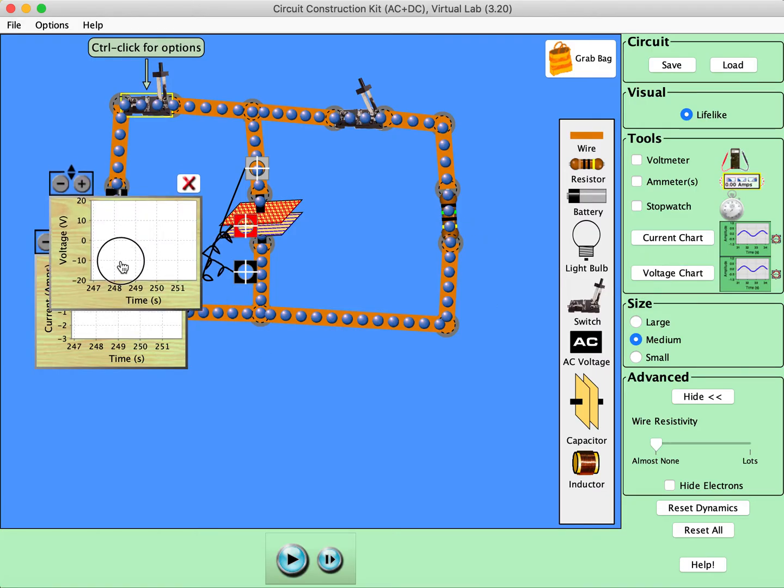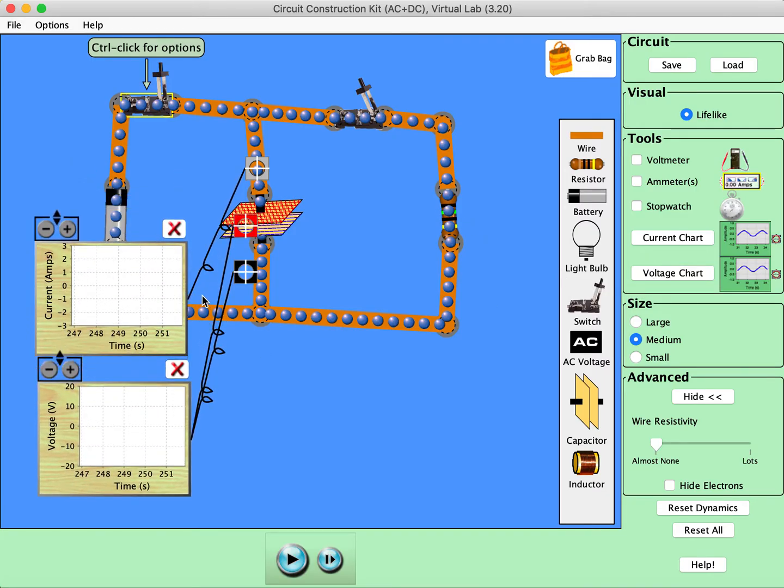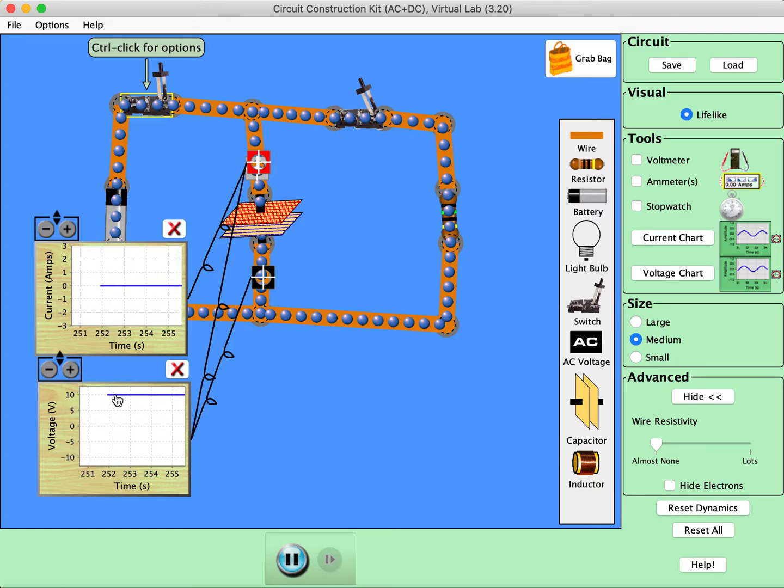We're also going to be looking at the voltage across our capacitor. And again, note that the voltage across the capacitor will be the same as the voltage across the resistor because they're connected in parallel in this case. So if we hit play on the simulation, we'll see that the voltage is fixed at 10 volts. That's the voltage that came from the battery, and so that's just a fixed value.